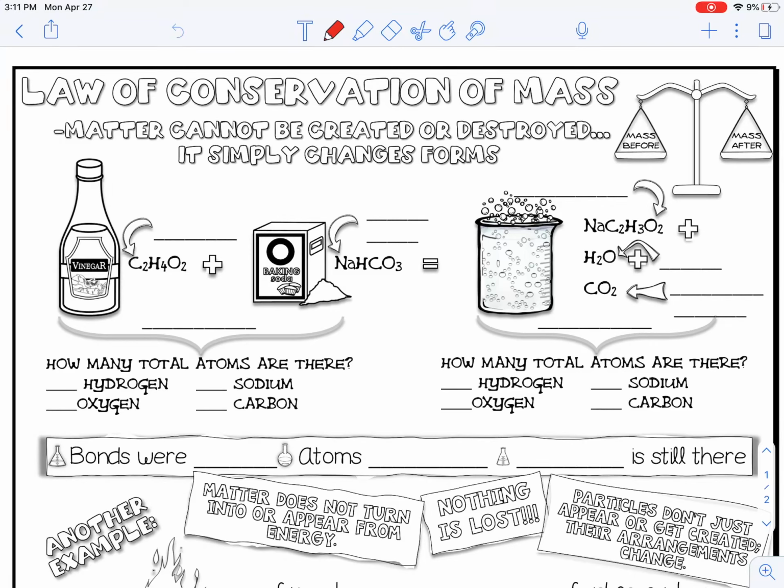All right, so like I said, we're going to do one last quick set of notes on the law of conservation of mass. And as we said before, the law of conservation of mass just says that matter cannot be created or destroyed. It simply changes form.